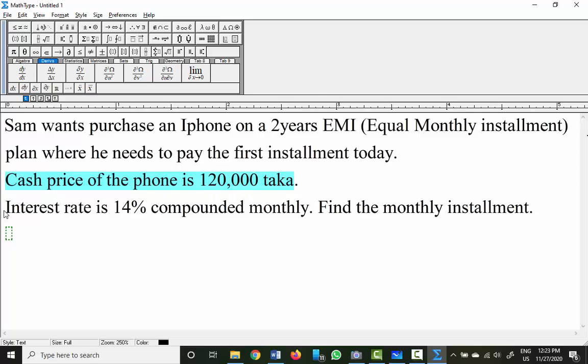The interest rate is 14% compounded monthly. The question is asking to find the monthly installment. That means what should be the EMI, the equal monthly installment? So first of all, let's check the time diagram.